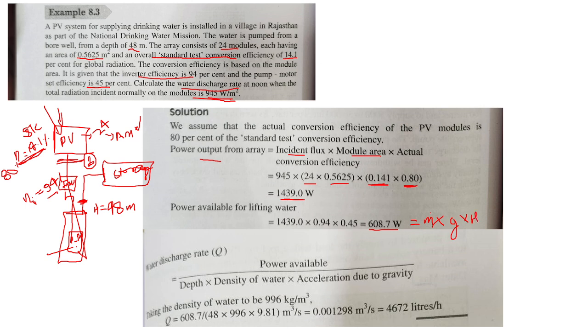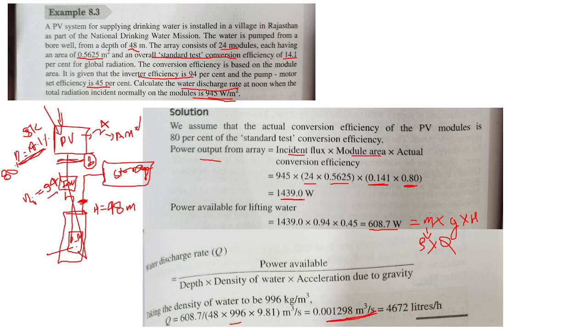We will equate this power balance, and when you equate, we can get m dot as rho into q. Density of water is also given, or you can take 1000. Here it's taken 996, that's also fine. And g value 9.81, and h value 48. You can put all these values into the equation and get the value in meter cube per second.